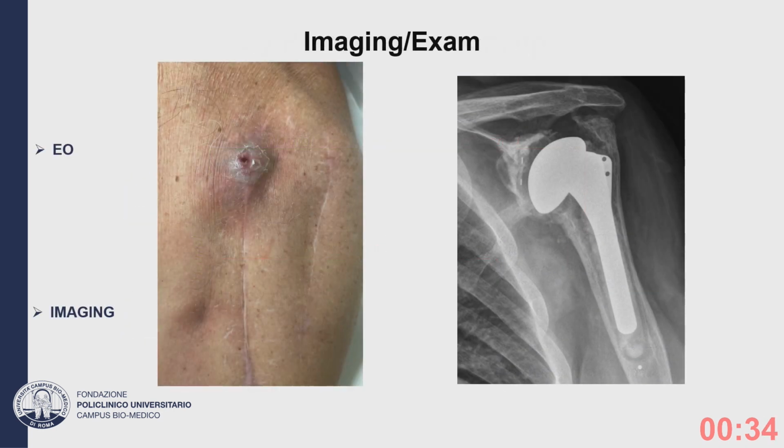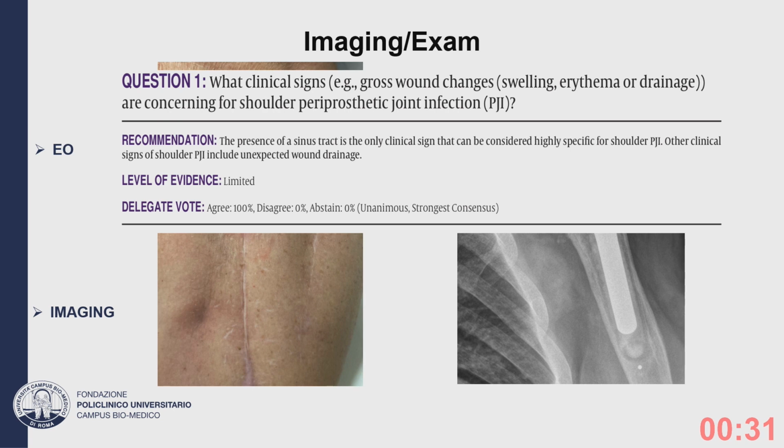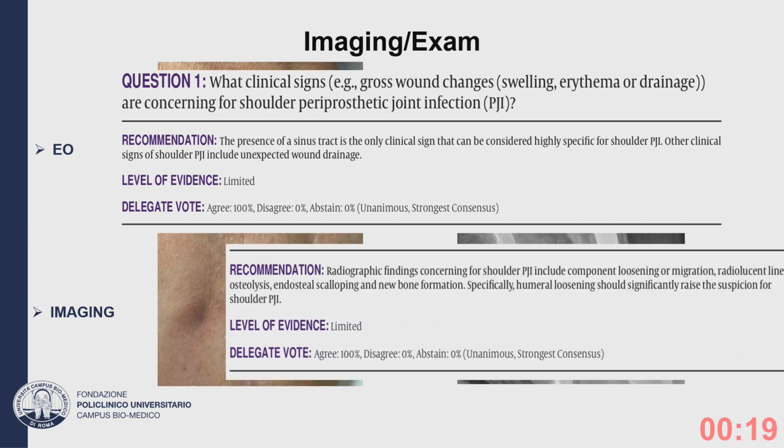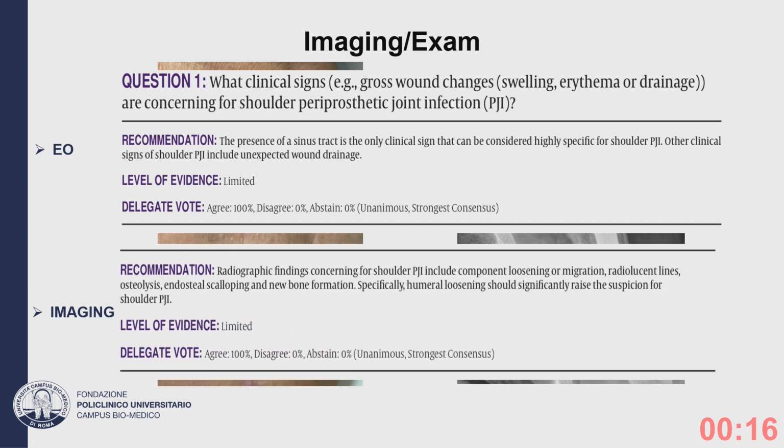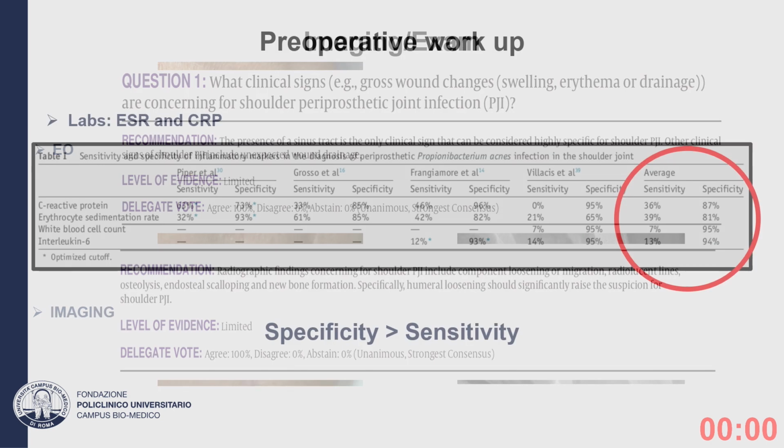What can we say from clinical examination? The consensus in Philadelphia agreed 100% about the presence of a sinus tract, which is the only clinical sign that can be considered highly specific for shoulder PJI. Regarding the imaging, radiographic findings like loosening or migration, radiolucent lines, osteolysis and osteal scalloping and new bone formation, and specifically humeral loosening should significantly raise the suspicion of shoulder PJI.